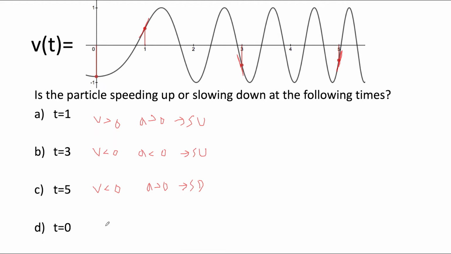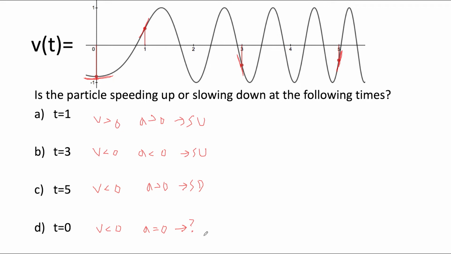Now, t equals 0 is a unique case. Very clearly, the velocity is less than 0 again. But what about the acceleration? Well, the slope of the tangent line is 0. So the acceleration must also be 0. What does this mean for whether the particle is speeding up or slowing down? Well, it means it's doing neither at that point in time.